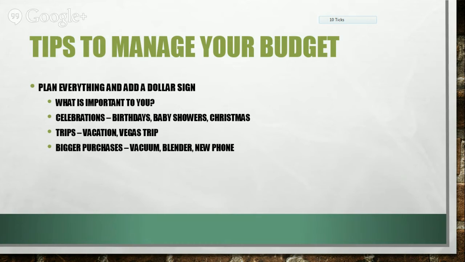I allocate a budget for bigger purchases as well. So for example, for buying a vacuum or a blender, I actually allocated a budget. Even when I got the phone from my girlfriend, I allocated a budget for it because it was about, I don't know, $250 or something like that. For big purchase items, you want to allocate a budget and not buy it all at once.